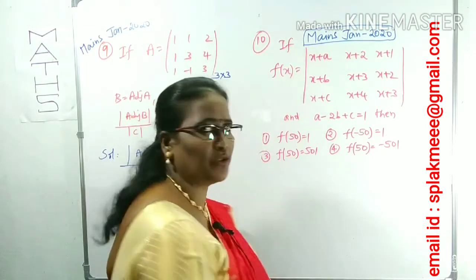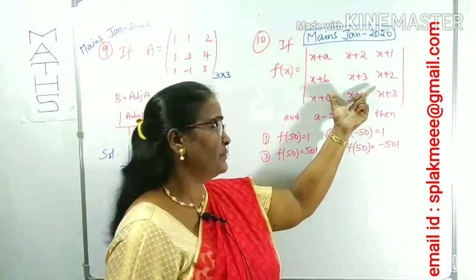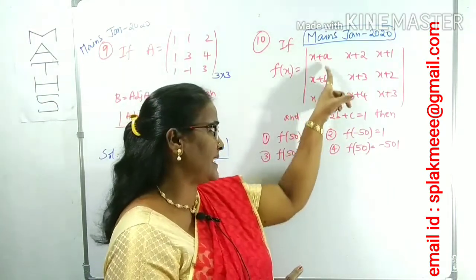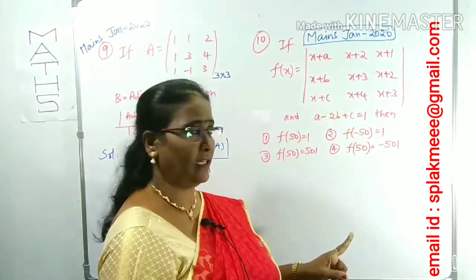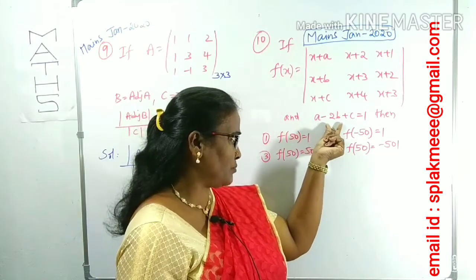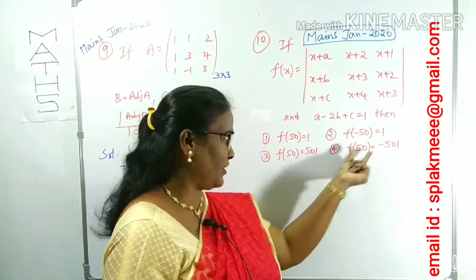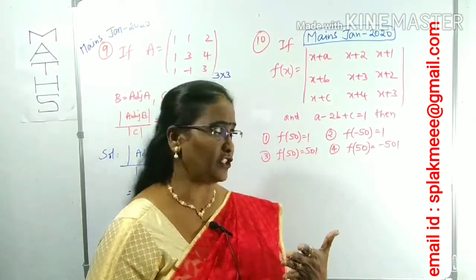For this also I am using a very simple way. If f of x is given in this form, in this determinant there will be variables x as well as a, b, c. X is there and a, b, c are also there, and the relation between a, b, c is given as a minus 2b plus c equals 1. Now we have to check which option is correct. For this, the options are compulsory because we have to recognize the option.